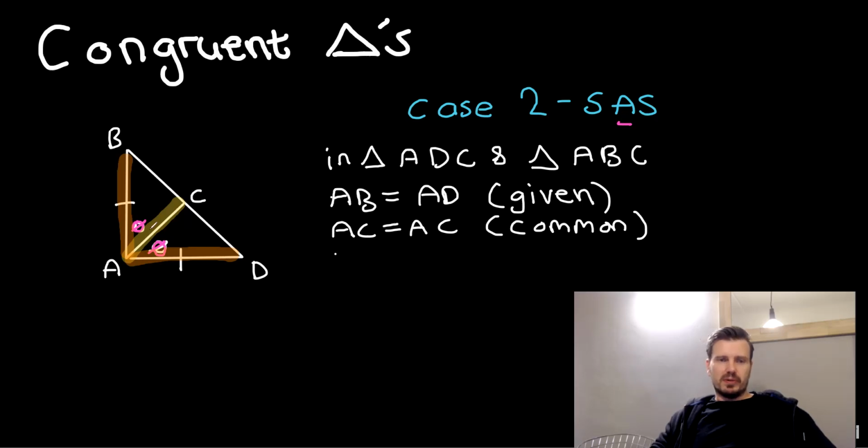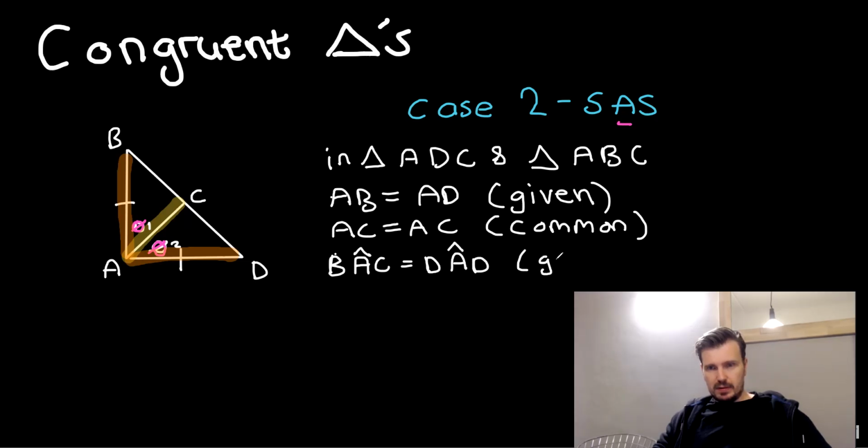Sometimes they'll help you and they'll give you 1 and 2, right? So you could say A1 equals A2. If they don't, we have to name the triangle, then name the angle. So angle BAC, we put the hat on the middle, equals angle DAC, with the little cap on the A. And that'll be given. Therefore.